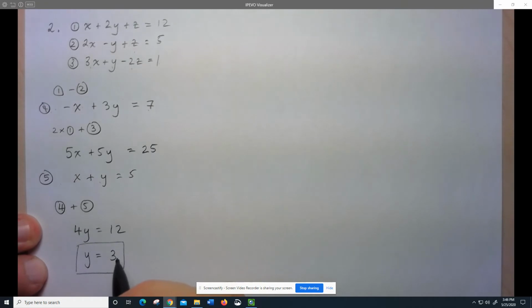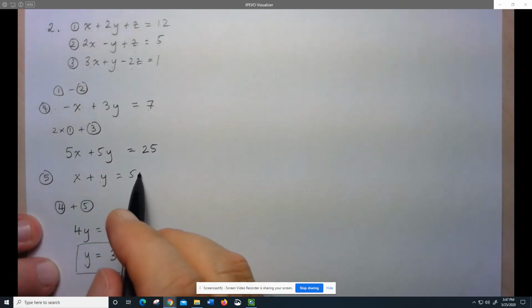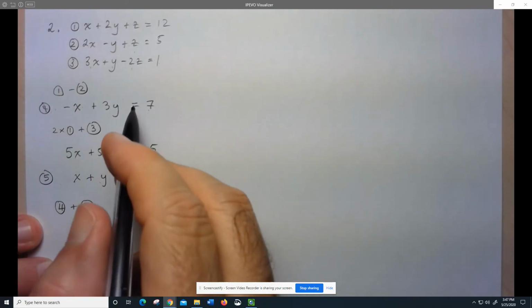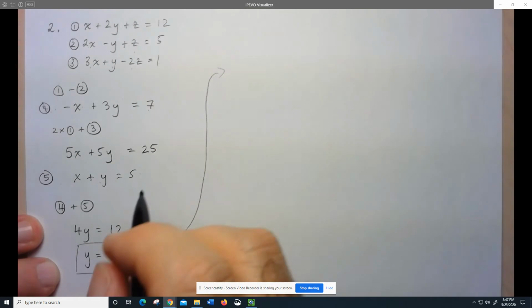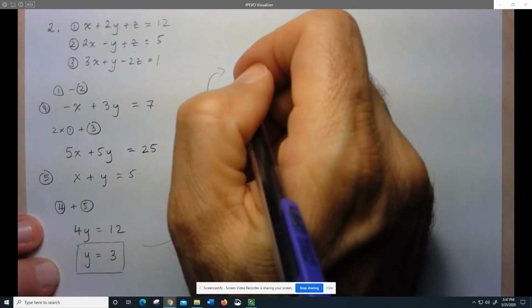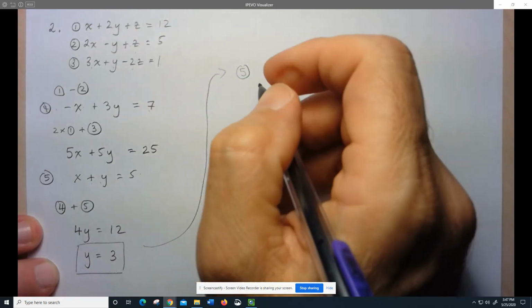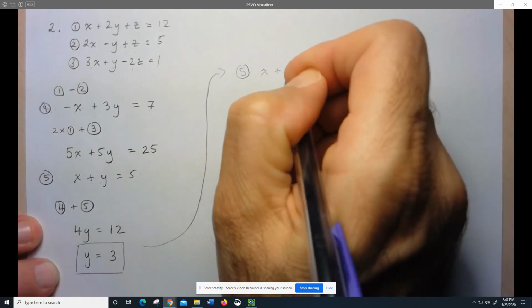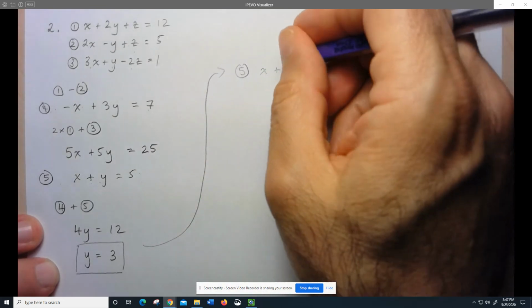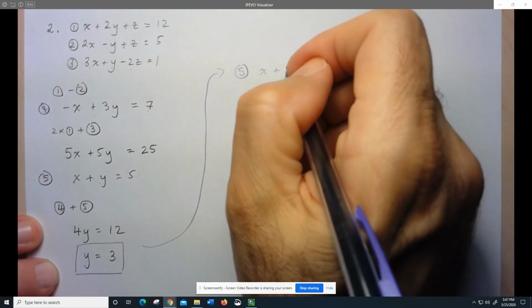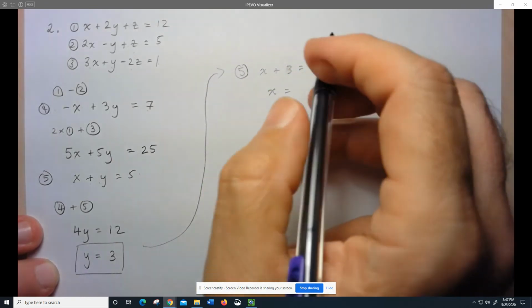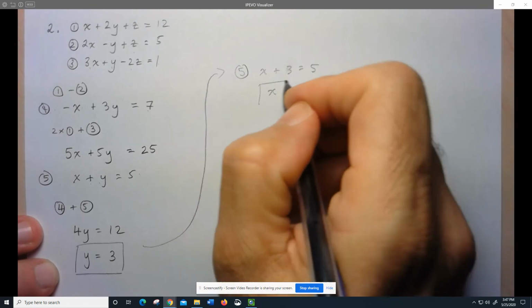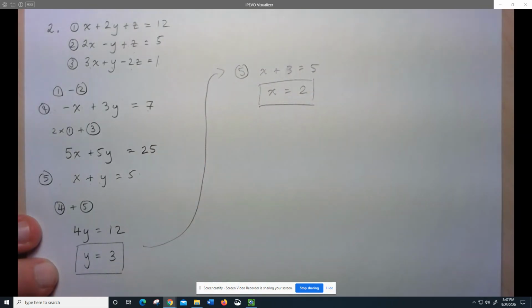Because now that I've found y, I can now go back, as I normally would, and use this equation to find x. Or in fact, that equation to find x doesn't matter. So here, let me just continue up here. So this seems to be the easier one. So I'll take equation 5, and wherever I see a y, I'll replace it by 3. Okay, x plus 3 is equal to 5. So x is equal to 5 minus 3 is 2. And there we go. We found our x value.